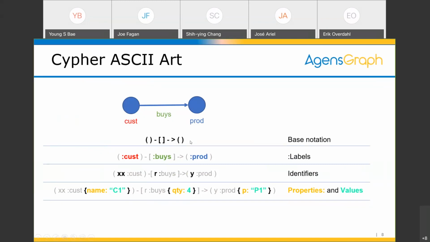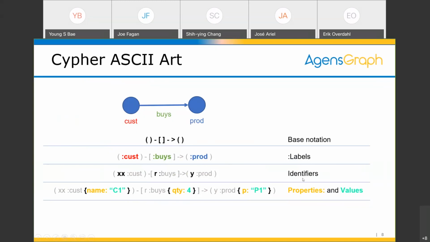That's it. And then we have labels. We can have labels on all of them. We can label all the customer nodes with the label cost and all the product nodes with the label prod. And labels are preceded with a colon. So anytime you see a colon followed by a string, that's the name of a label. This is the label of that node, and this is the label of that relationship.